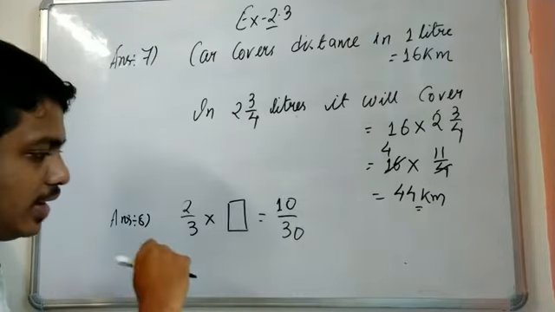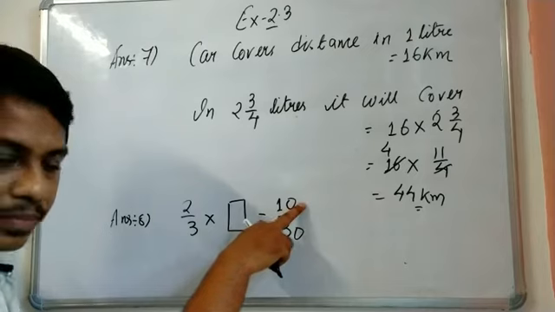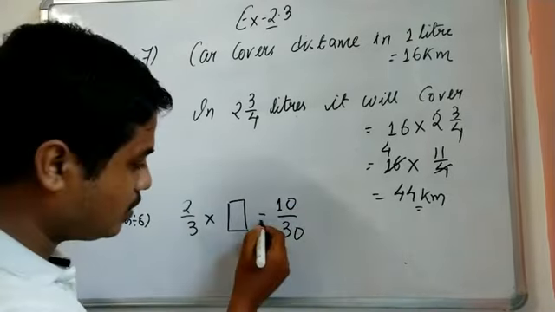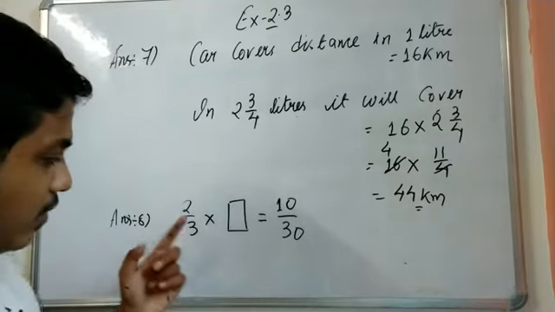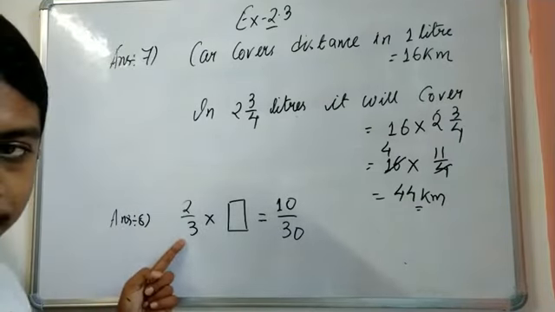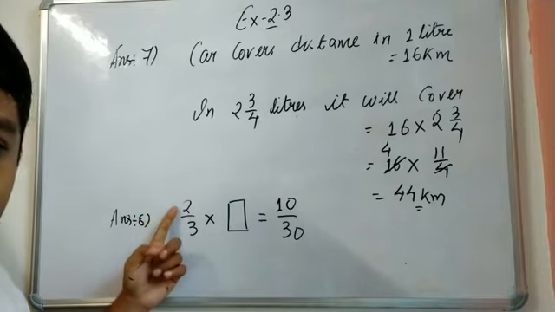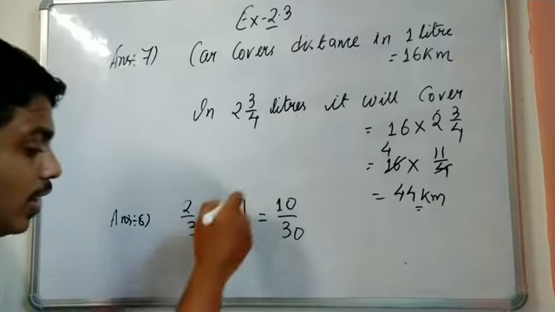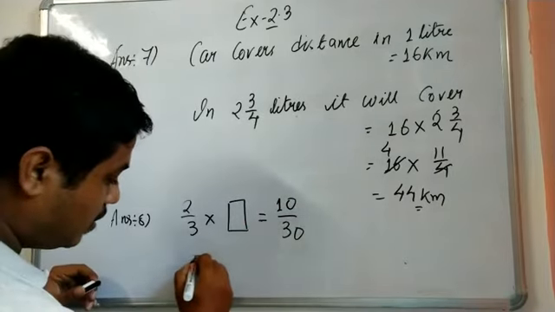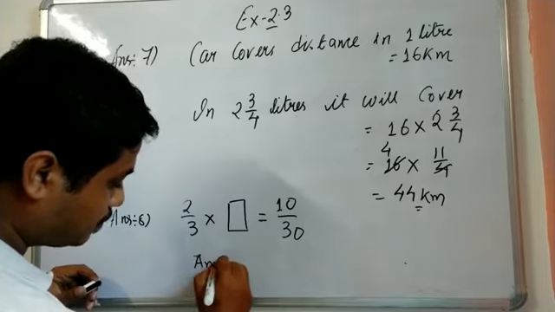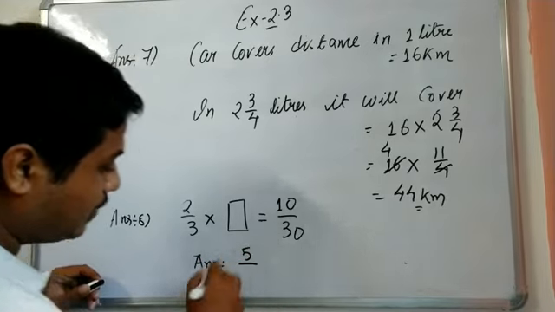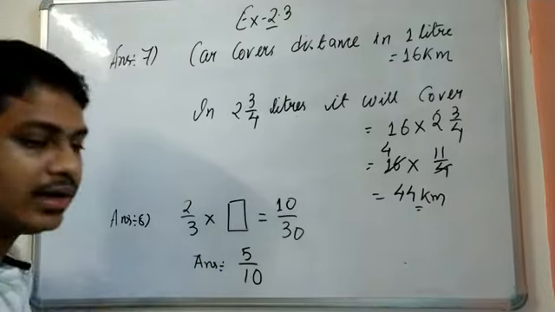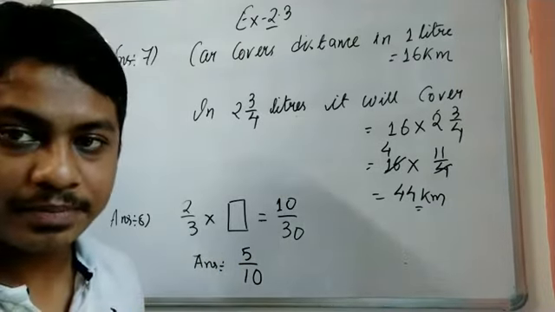You can see here it is 10, below it is 30. On the right hand side is the equal to symbol. On the left hand side, we have 2 and 3. To make this numerator 10, we have to multiply with 5. So in this box your answer will be 5 divided by, and to make the 3 into 30, we have to multiply with 10. So it will be 5 by 10.